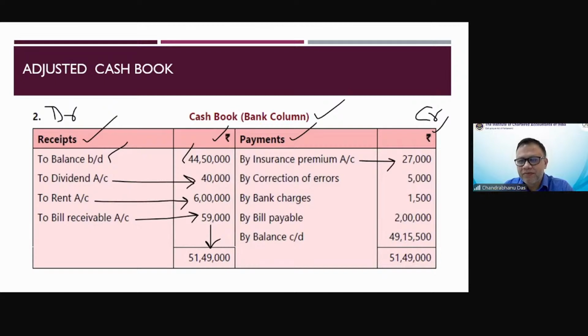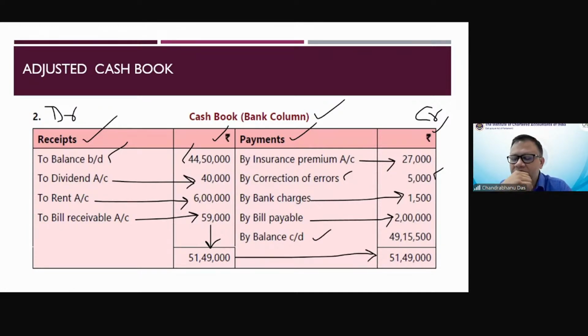Insurance premium 27,000 has to be deducted. Error correction undercast 5,000 has to be again taken. Then bank charges 1,500 and bills payable you have to take, 2 lakhs. So your balance carried down goes to 49 lakhs 15,500. So here, if you have any doubt, you can ask me.